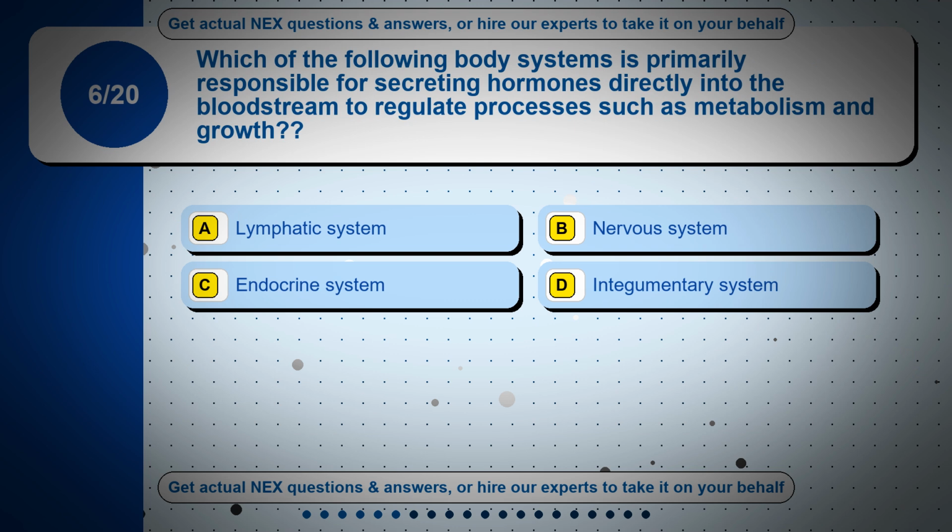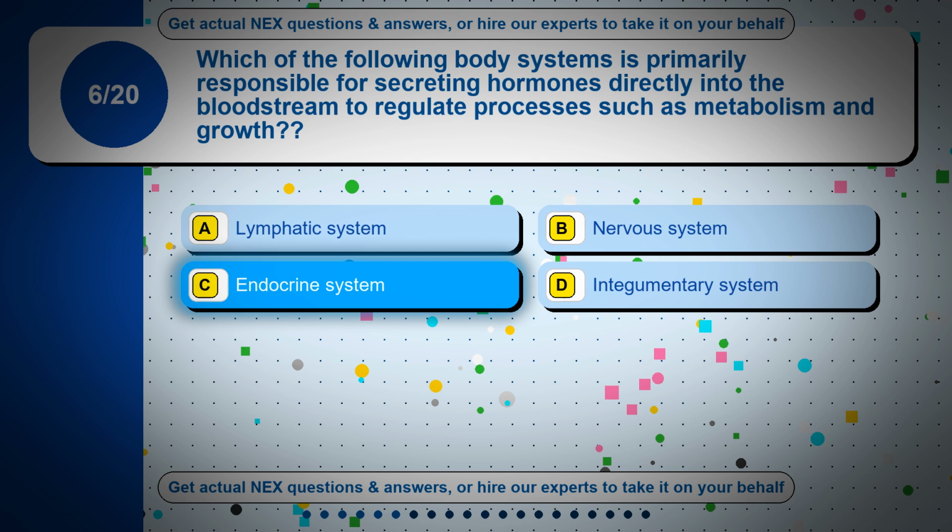Question 6. Which of the following body systems is primarily responsible for secreting hormones directly into the bloodstream to regulate processes such as metabolism and growth? Option A. Lymphatic system. Option B. Nervous system. Option C. Endocrine system. Option D. Integumentary system. The correct answer is option C.